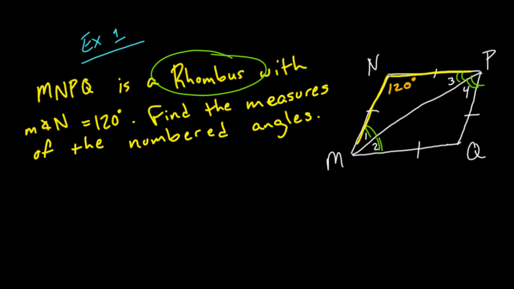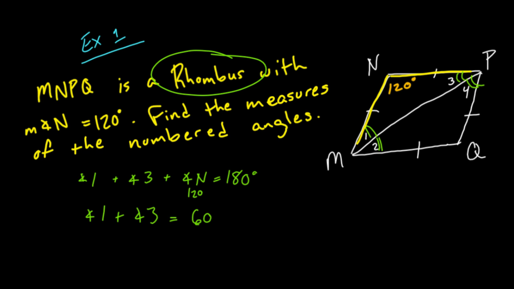Now, we've got a triangle there on the top, and that triangle is going to be triangle MNP. So we know angle 1 plus angle 3 plus 120 degrees, or angle N, I should say, equals 180 degrees, just based on the fact that that makes a triangle. Now, angle 1 and angle 3 are congruent. Based on the fact that angle N is 120 degrees, we'll subtract 120 from both sides, which means angle 1 plus angle 3 is 60 degrees.